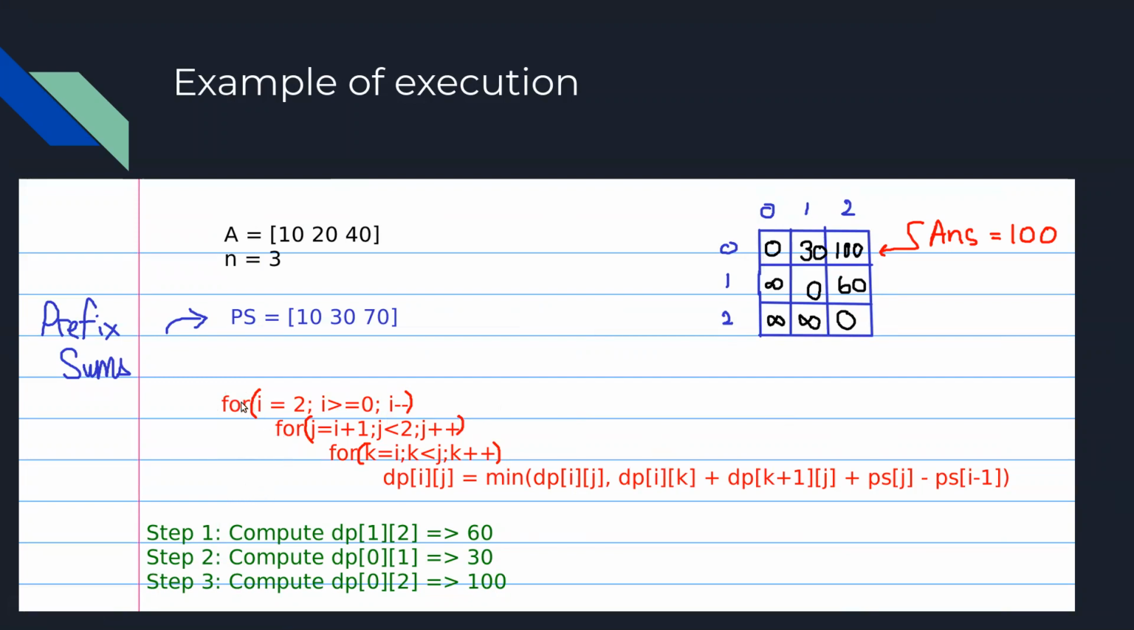loops. This is the first loop, as I said, this is the second loop. So you can see this goes from right to left, left to right. And we take all the intermediate k's and we see which is the minimum. So it's i,j or i,k, k+1,j plus this prefix sum difference.